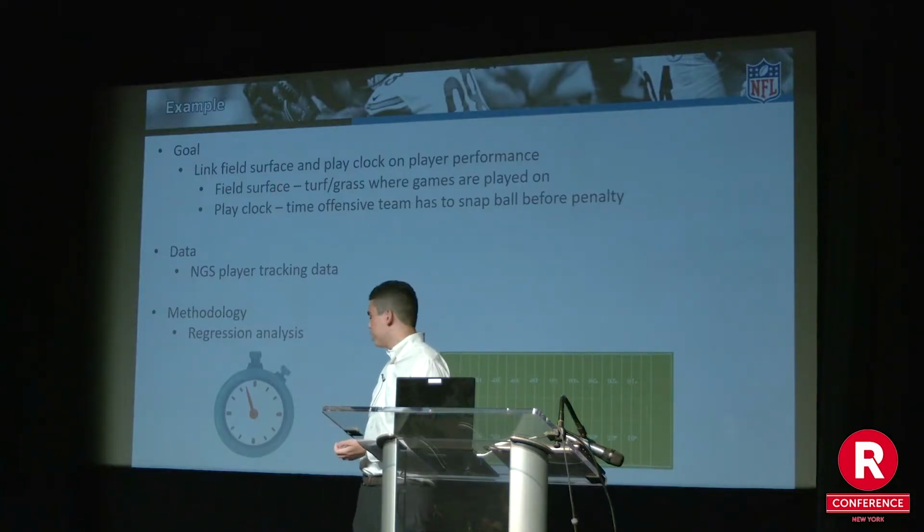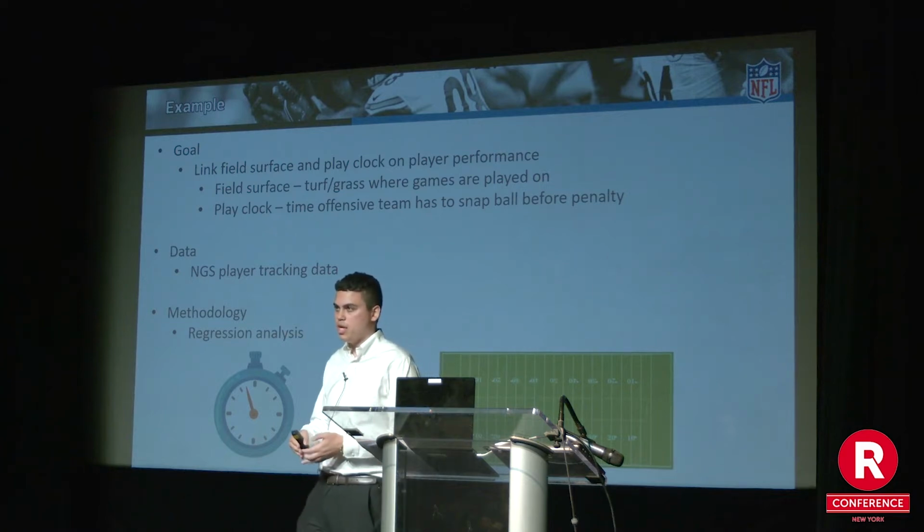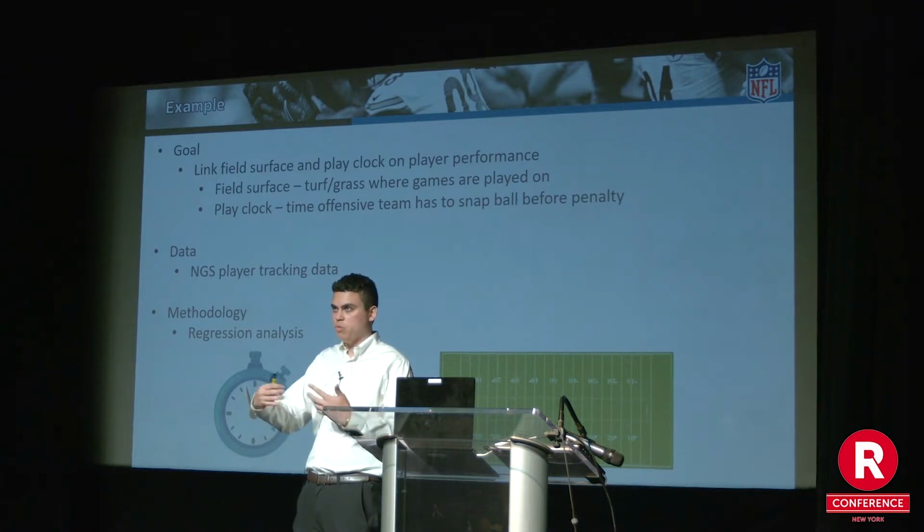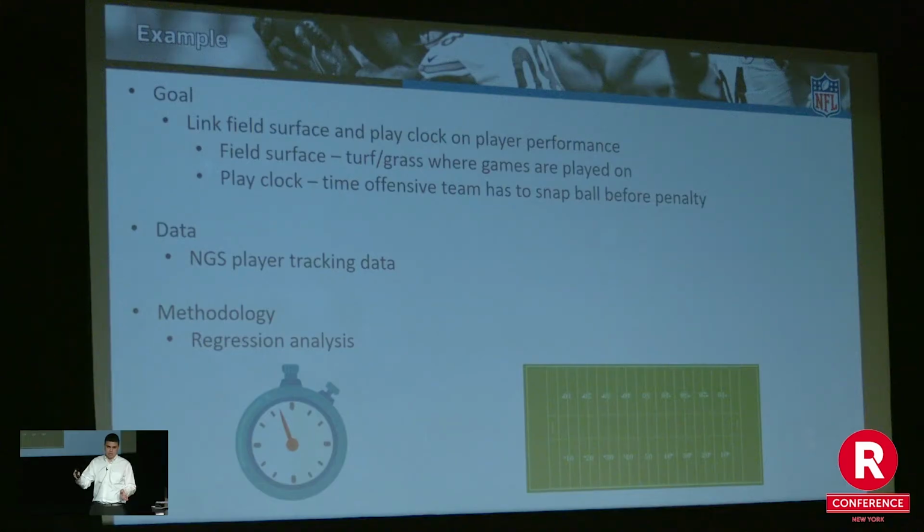For this toy example, we're going to look at surface, which is grass or field turf, sort of what the game is being played on, as well as the play clock. And the play clock is, for those of you who don't follow football, essentially a timer: after one play ends, before the next play has to start, or else you're going to get penalized. So those are the two things I'm going to analyze here. Again, I'm going to use the NGS tracking data, which I just described, and my methodology for this simple example, I'm just going to look at regression analysis.